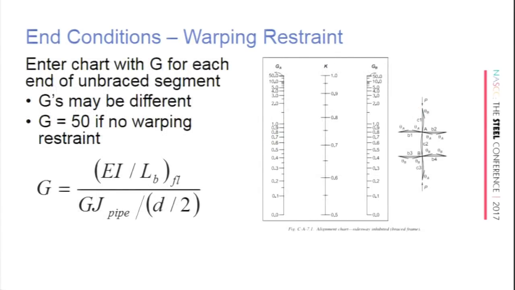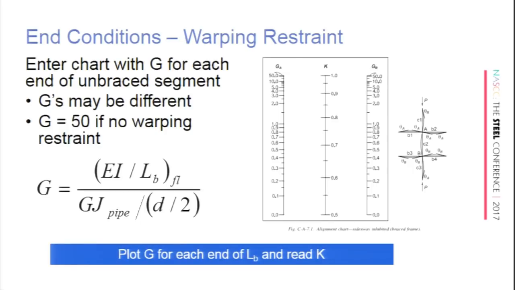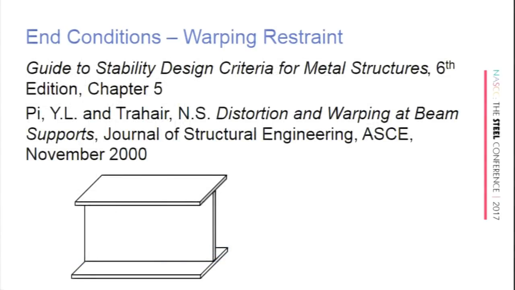And if we take those values, which are very easily calculable from the cross sections that we have, and we plot those G values at each end of the beam, plot one side, plot the other, and draw the line across as we normally do, you'll come up with your K sub W. Right? And then you can insert that K sub W right into the L sub B for the warping torsion component.